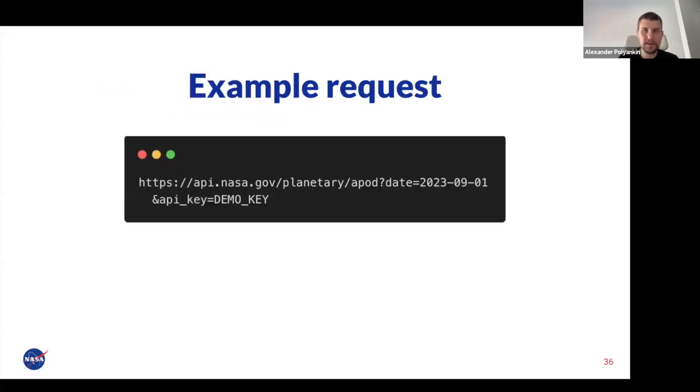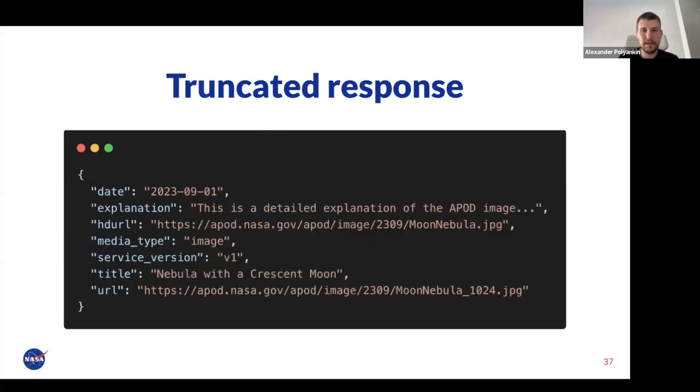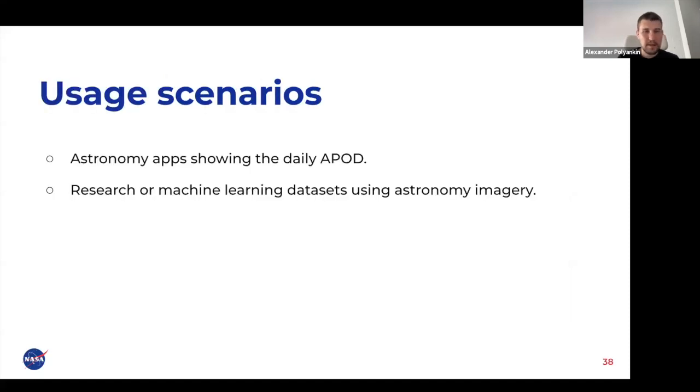So that's how a sample request could look like. So we can see that it's just a basic GET request, very easy. And that's an example of response that is truncated. So the real response has more fields, but the primary fields that we are interested in is the URL, and there are different URLs for different image quality and explanation. Yeah, so like I said, you can actually use it for something interesting with machine learning.